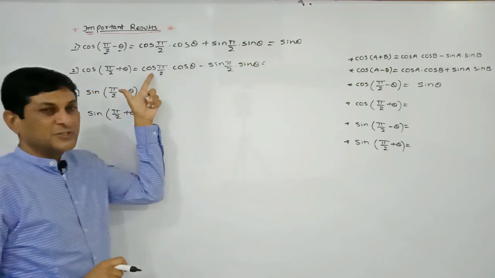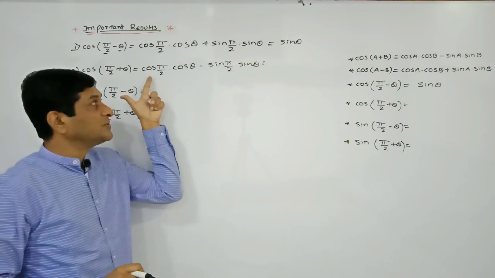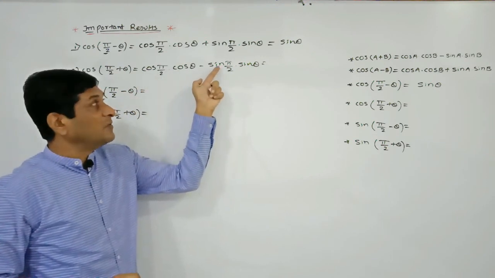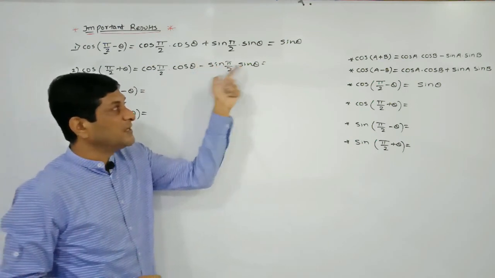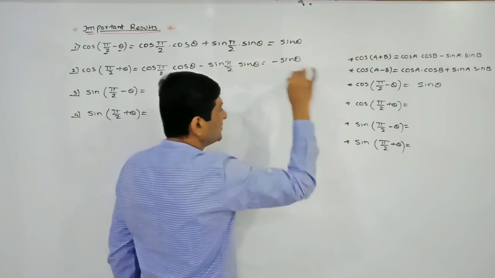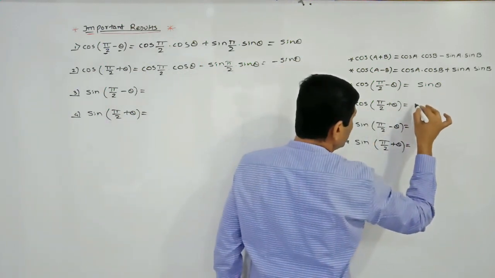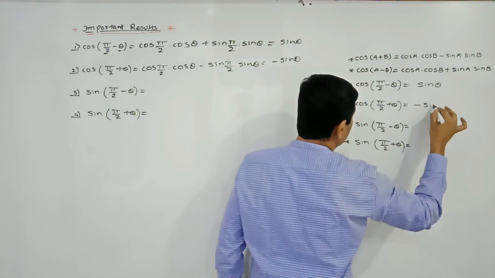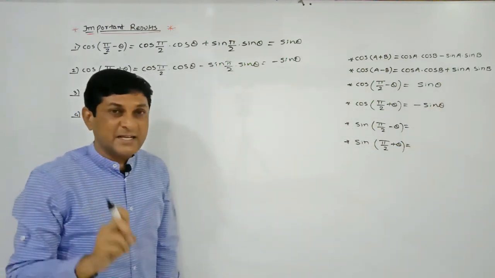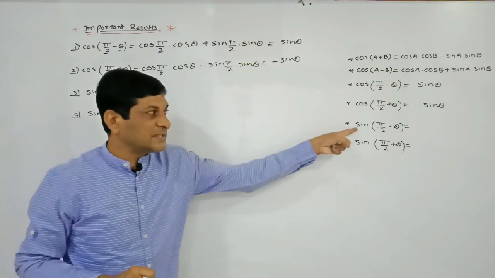Cos pi by 2 means cos 90. Cos 90 is 0, and 0 into any term is 0. And here, what is sin 90? 1. And 1 into minus is minus 1. Minus 1 into sin theta is minus sin theta. What result have we got here? Cos pi by 2 plus theta will be equal to minus sin theta.